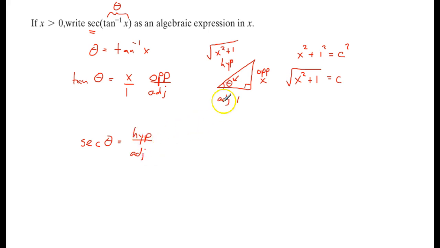Alright, what's the hypotenuse? The hypotenuse is the square root of x squared plus 1 divided by the adjacent side was 1. So the secant of that angle is equal to just the square root of x squared plus 1.